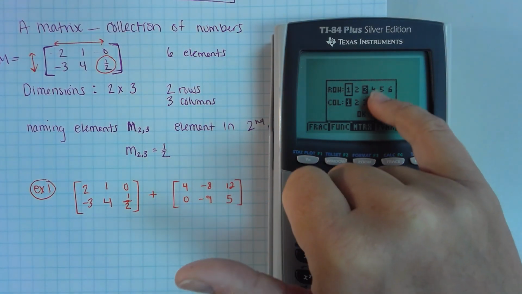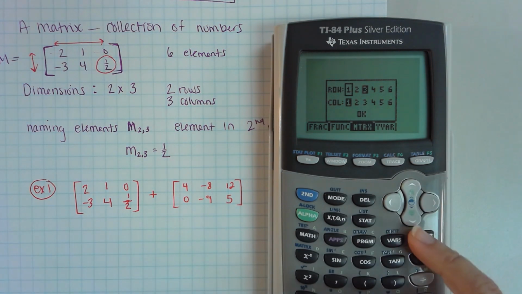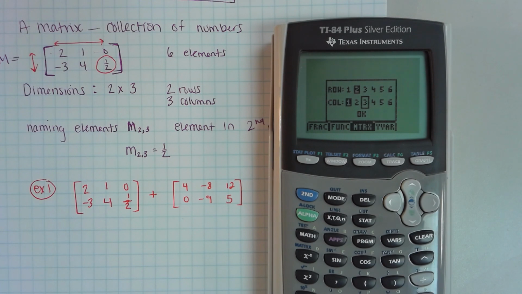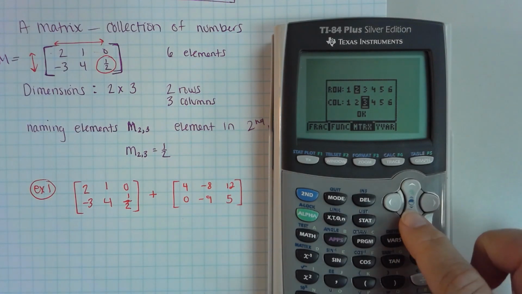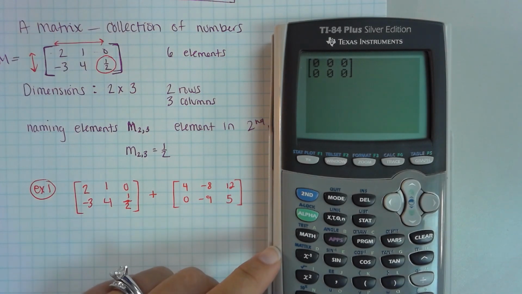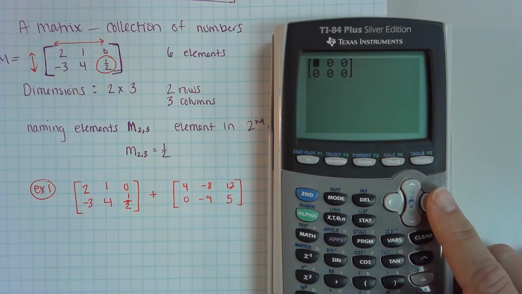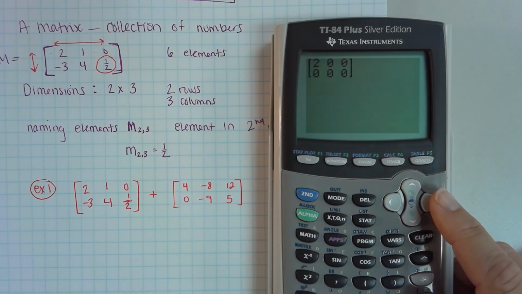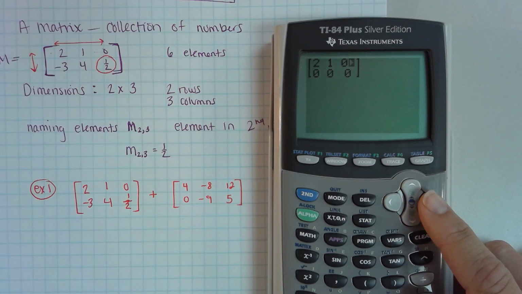And so now it's saying, tell me how many rows and columns you want. So for us, we have 2 rows. I'm going to arrow down, and I'm hitting enter, by the way, you can't see that. And we have 3 columns, and I'll go down to OK and hit enter. But now it's the same thing. So I'm going to use the arrow keys. And so I'll do 2, 1, 0, and then I'm going to hit the right arrow again, and it takes me down to the next row. -3, 4, and then 0.5.